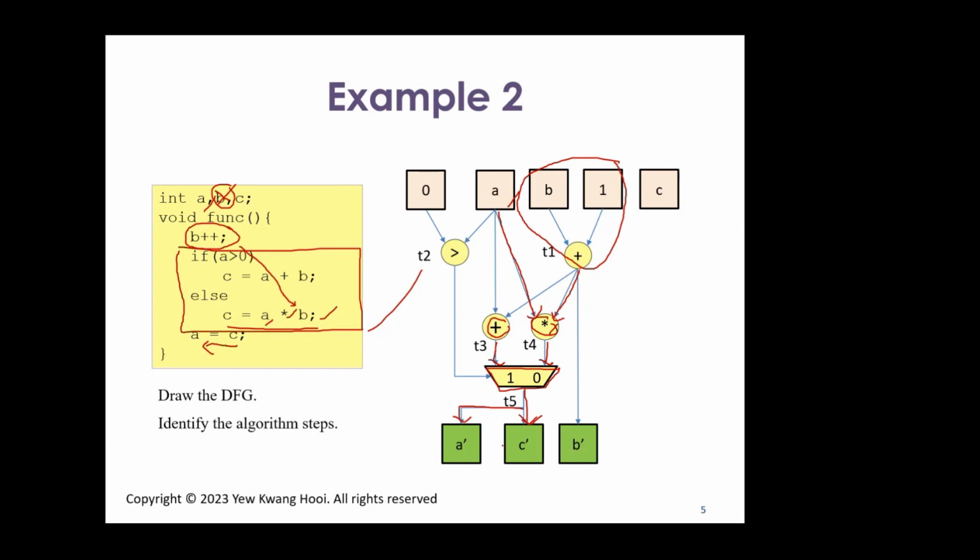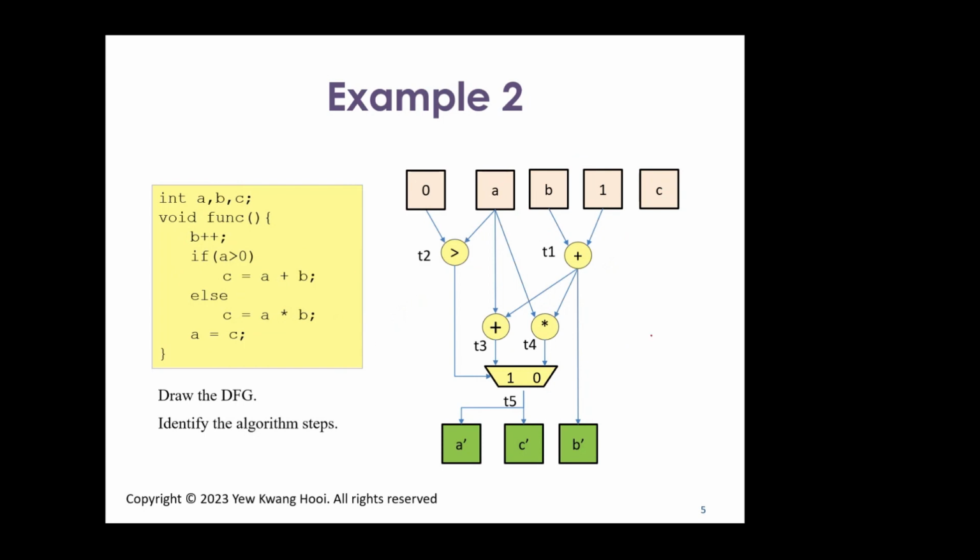Note that we don't draw the arrow like this, because these are already outputs. What we do is we draw the arrow during the operation. So the operation is in the area in between the input variables and the output variables. So we can draw the arrow here. Yeah, we copy the value of C into A.